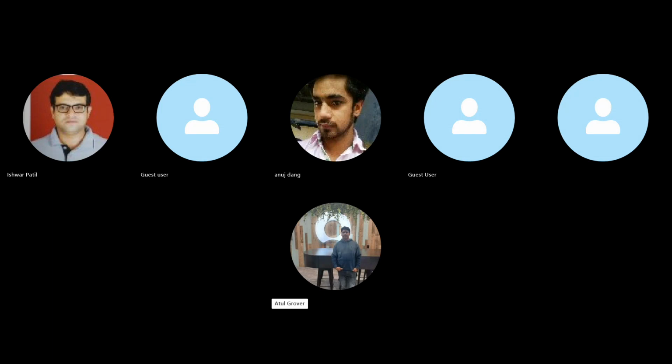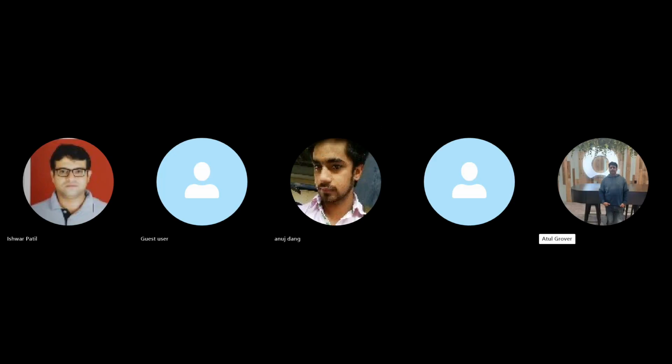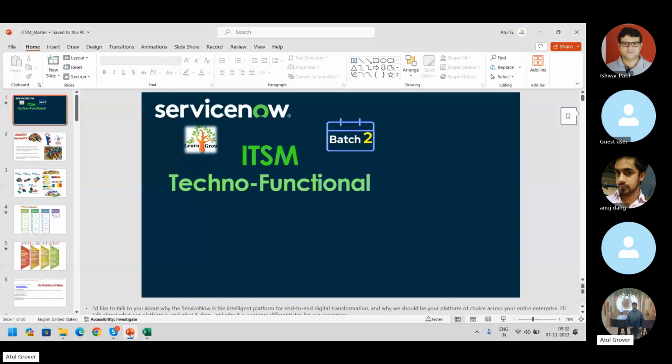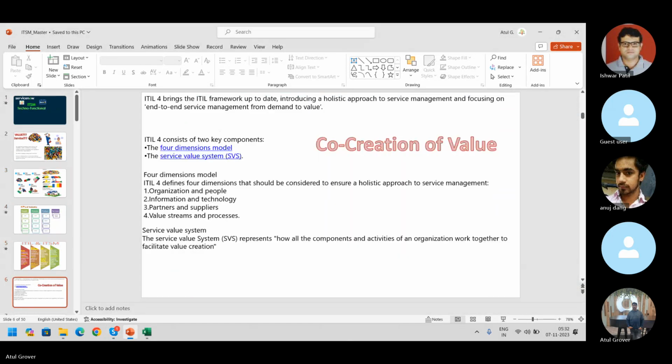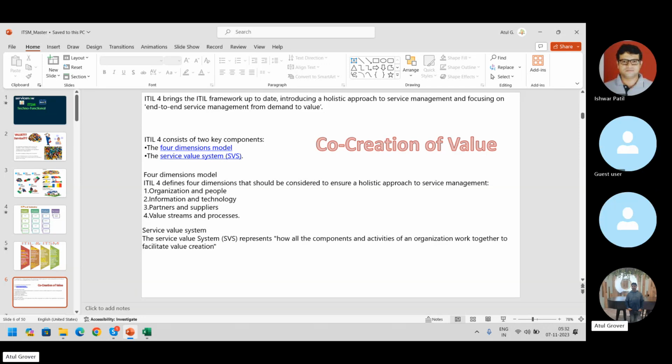So yesterday we discussed a little bit about what is value, what is service, and what is co-creation of value, right? And then we saw what ITIL is as well. Today we are going to discuss a little bit more about the same. So we saw that ITIL 4 is a framework. Yesterday, I guess, Anuj, you asked whether we can go for a deep dive.